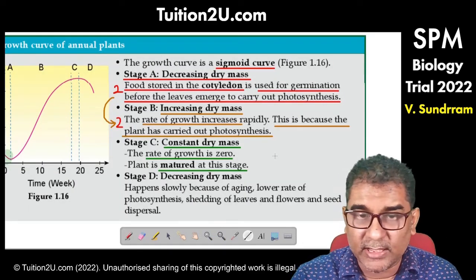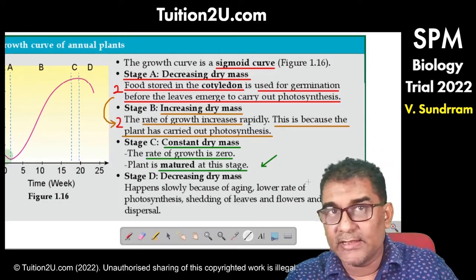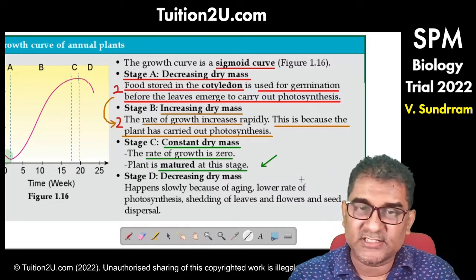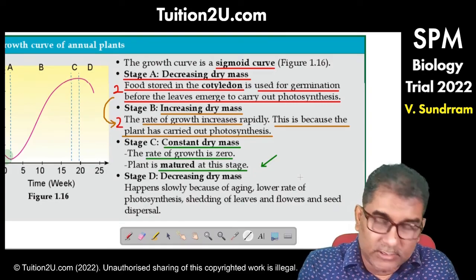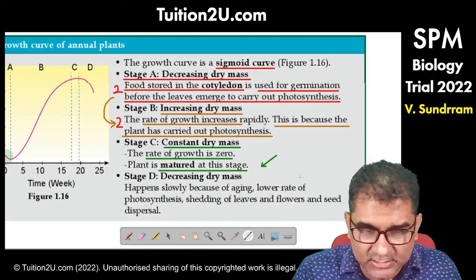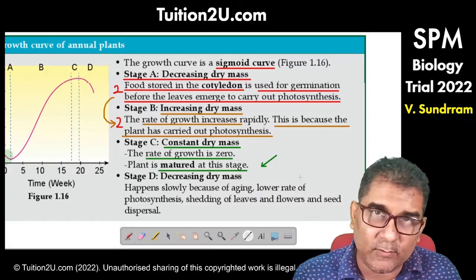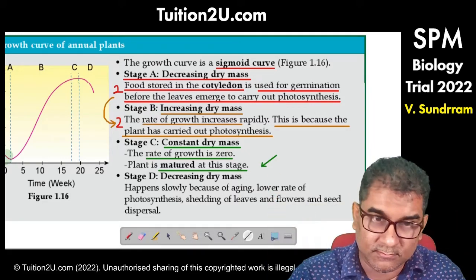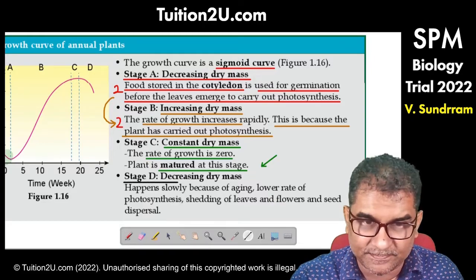So if you want, you can write here. The plant is ready to do reproduction. They do reproduction in this stage C. The plant has completed the growth. The plant is ready for reproduction. It does reproduction, produces the seed, produces the flower. Once the seeds are dispersed, stage D, decreasing dry mass.